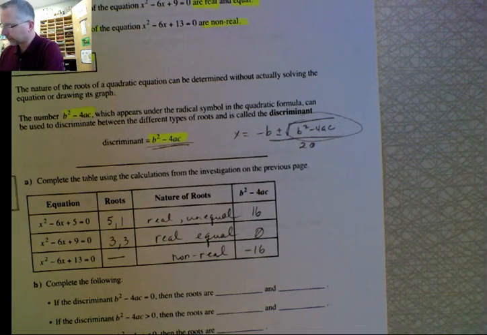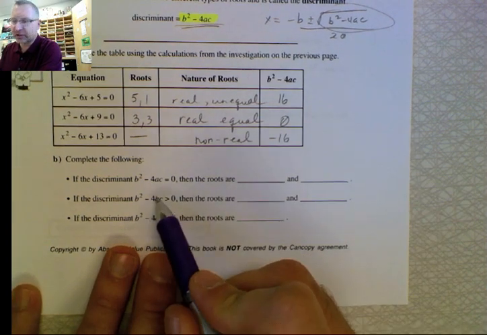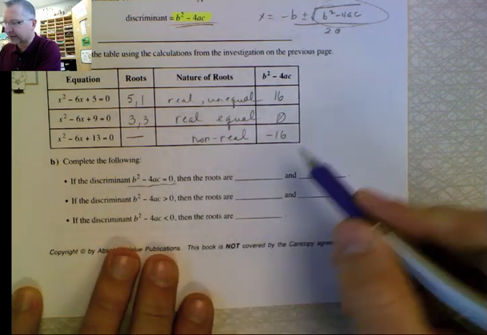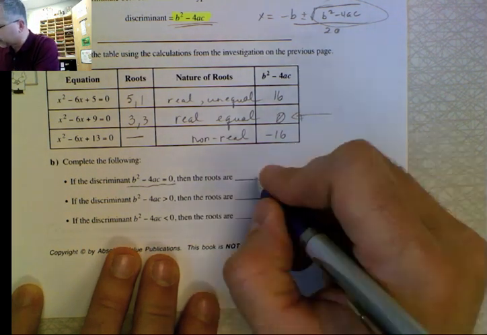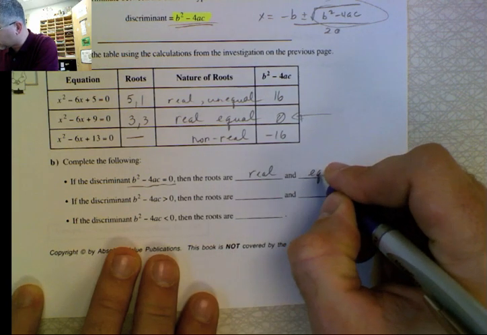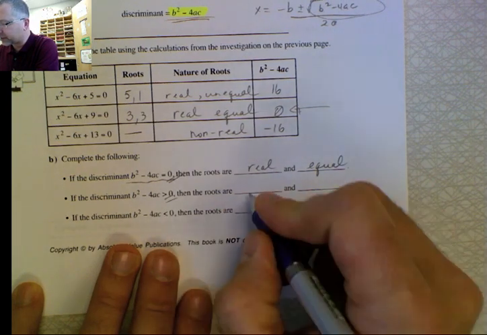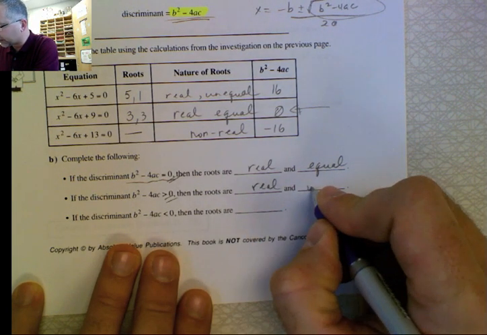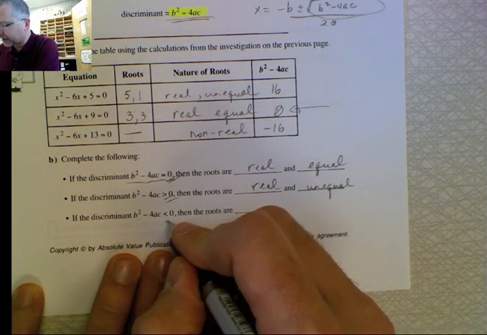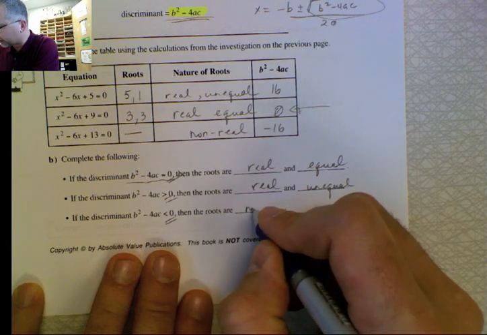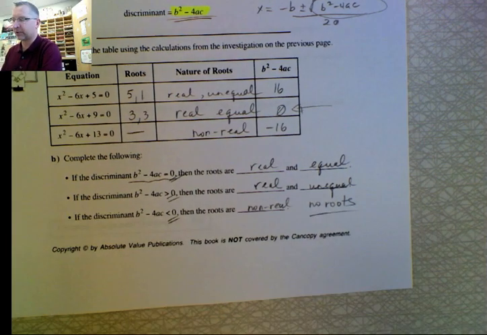So if we summarize what's in this table, if the discriminant, if b squared minus 4ac is equal to 0, well, that's our second situation here, then the roots are real and equal. So when it's equal to 0, the roots are equal. If it's greater than 0, we have real roots that are unequal. That means we have roots, but they are different. And if it's less than 0, then the roots are non-real, or we have no roots in that particular case.